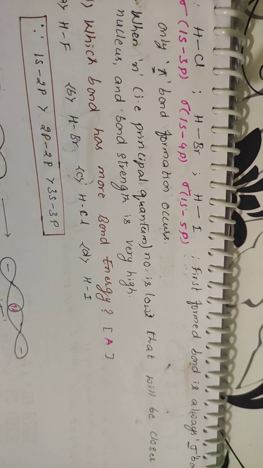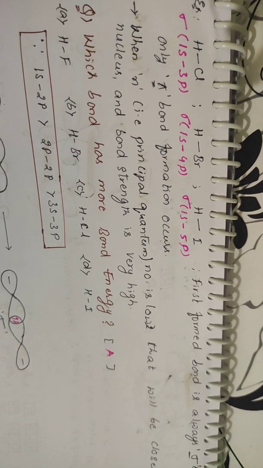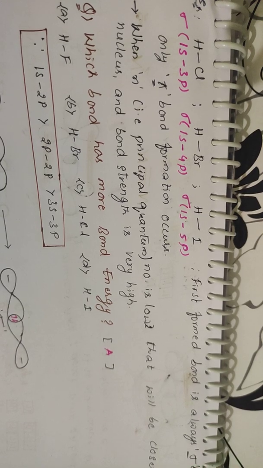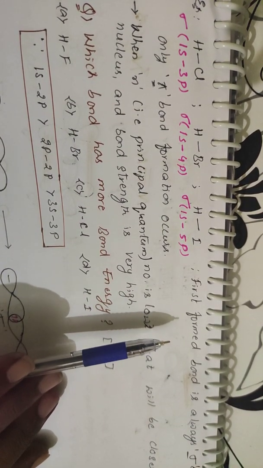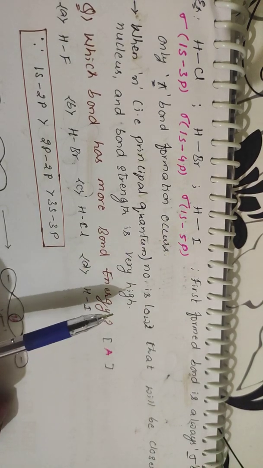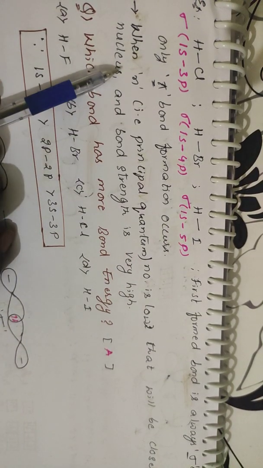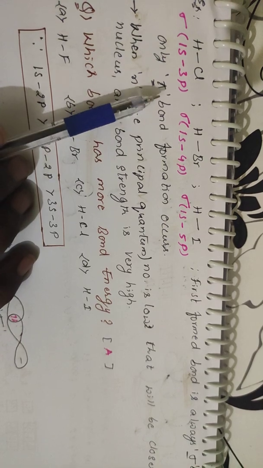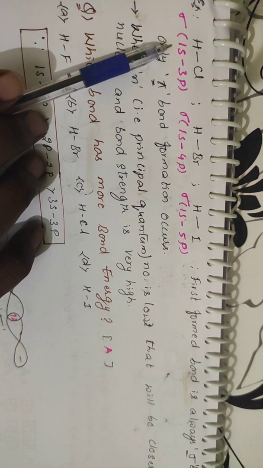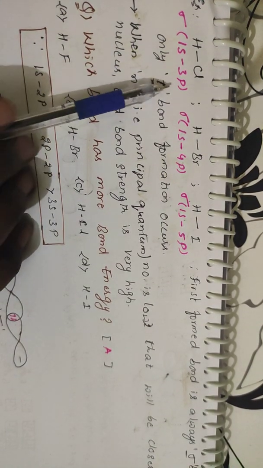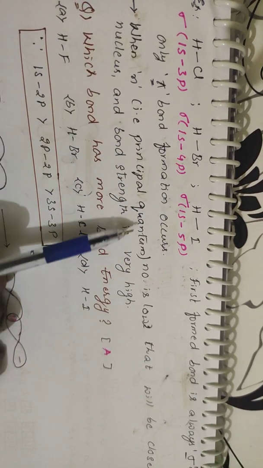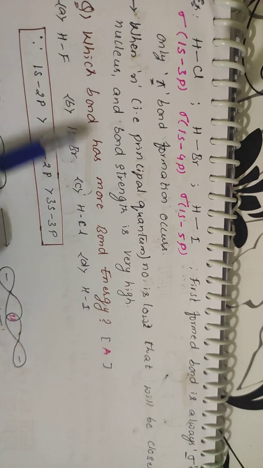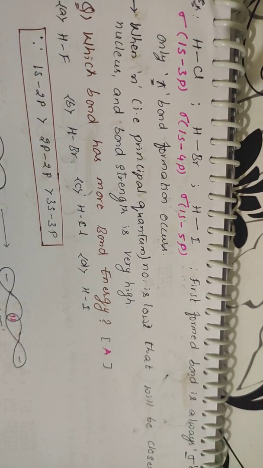There is an exception like C2. Only that is the exception we have seen till now. We will be having that. Okay. So the first formed bond will always be a sigma bond, and it is a very strong bond when compared to the pi bond. Here n is the principal quantum number. For 1s, n is 1; for 3p, n is 3, like this. When n is low, or when the principal quantum number is low, that bond will be closer to the nucleus and the bond strength will be very high.